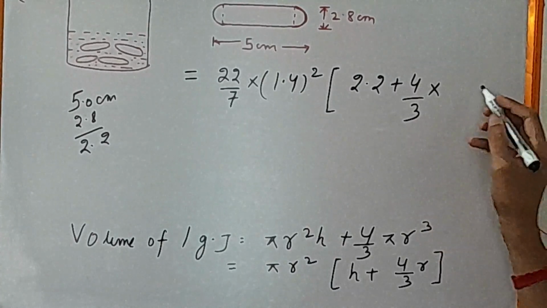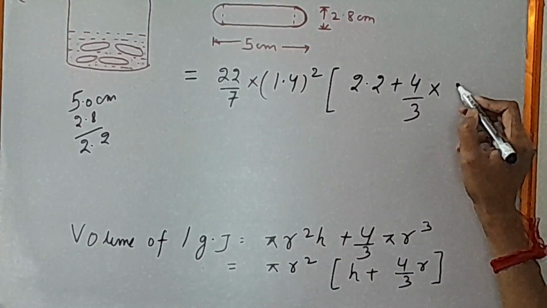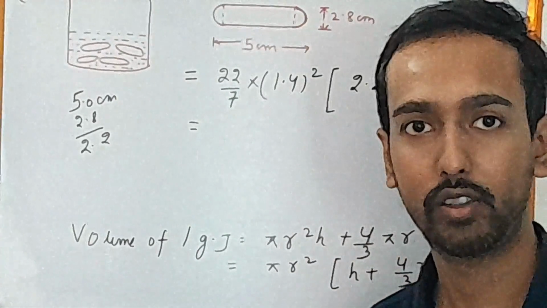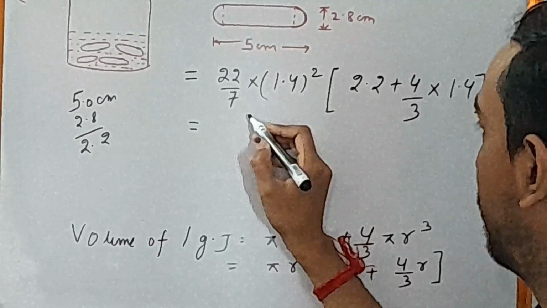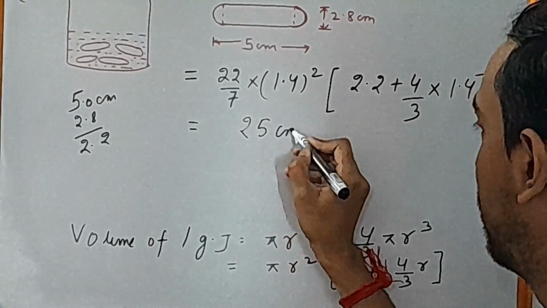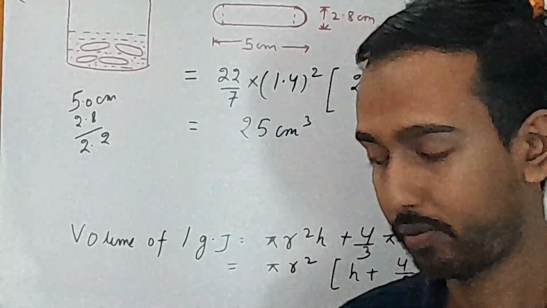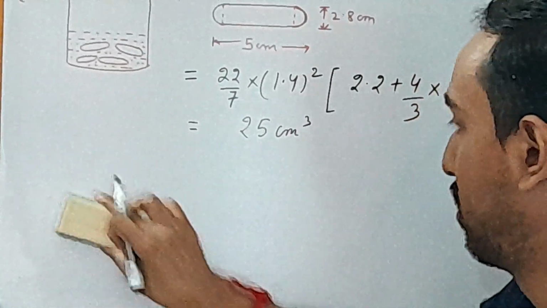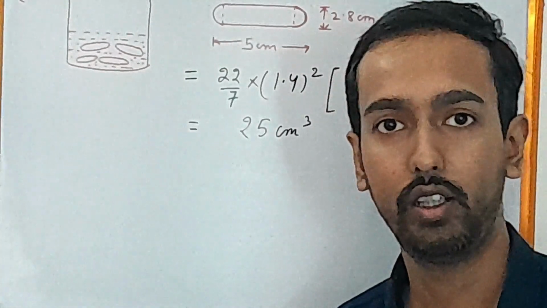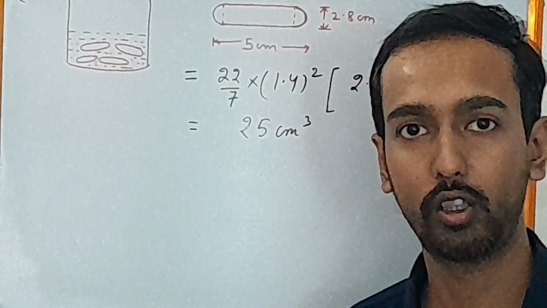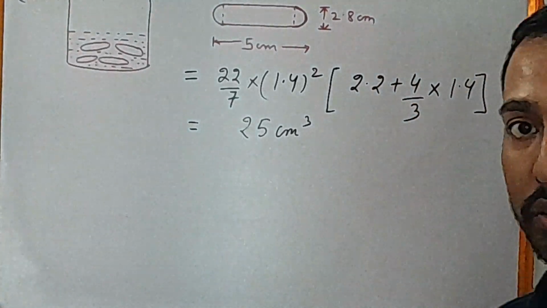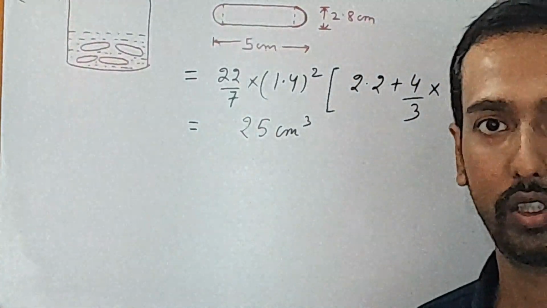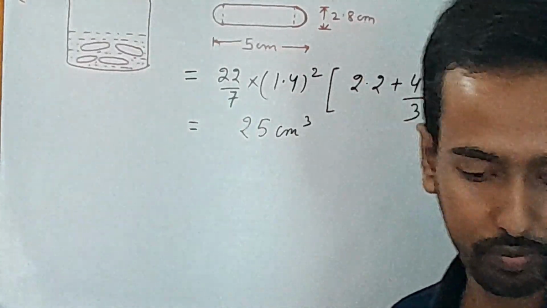Again we see the radius of the solid is given by 1.4. If you calculate this, you will find that the answer comes out to be 25 centimeter cube. Now it was given in the question earlier that one gulab jamun contains 30% of its volume as sugar syrup. Since 25 centimeter cube is the volume of one gulab jamun, the sugar syrup contained in this gulab jamun will be 30% of this volume.